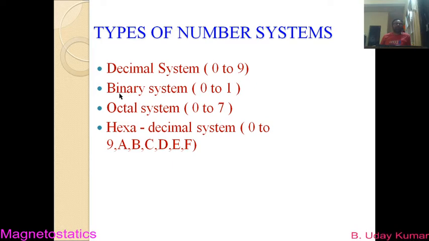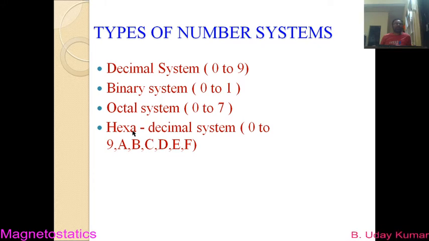Another number system is the binary system. Binary means two, so please try to remember. The binary system consists of only 2 digits, which are 0 and 1. And the octal system is the number system which has 8 basic digits, from 0 to 7.